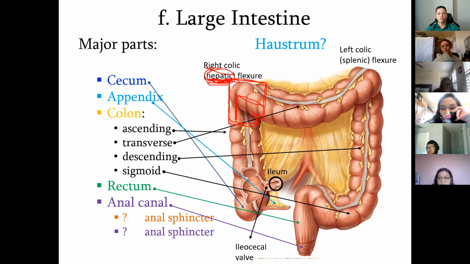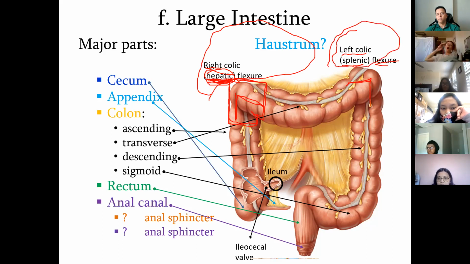other structures. So the other corner right here between the transverse colon and the descending colon, this is what we call the left colic flexure, or you simply call it the splenic flexure. Now, this one here is called the hepatic flexure because the liver is sitting right over here. This one here is called the splenic flexure because the spleen is sitting right here. Okay.